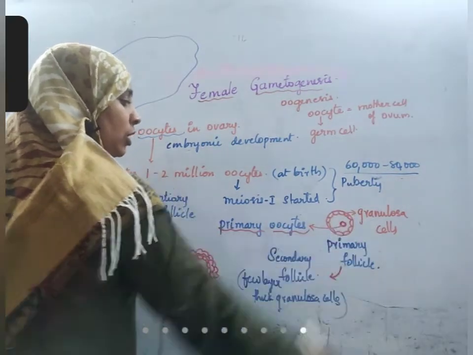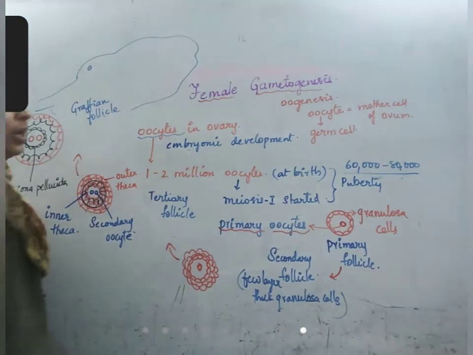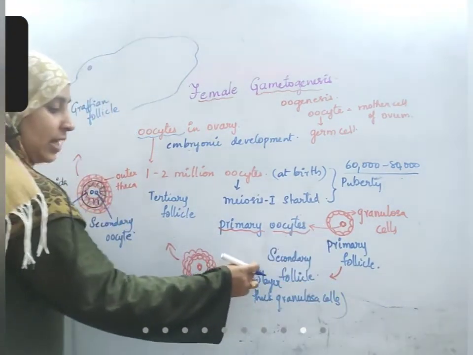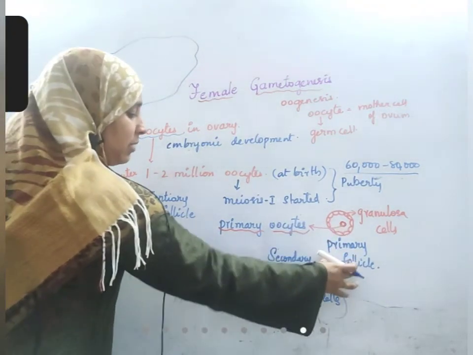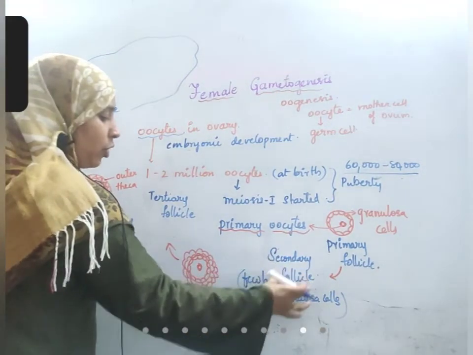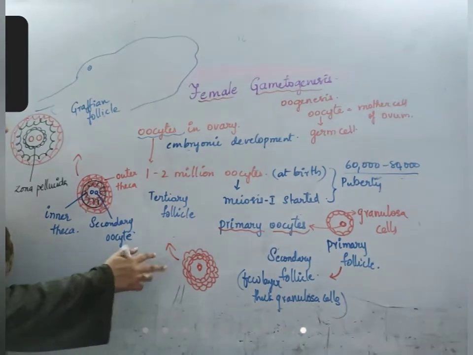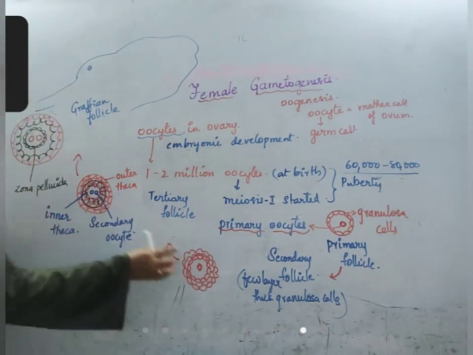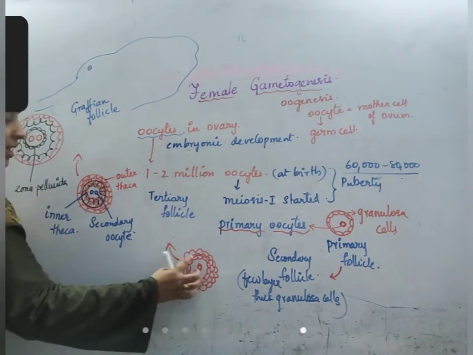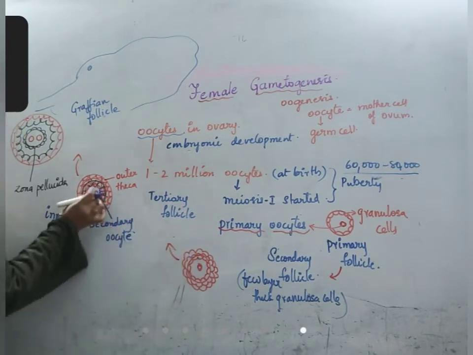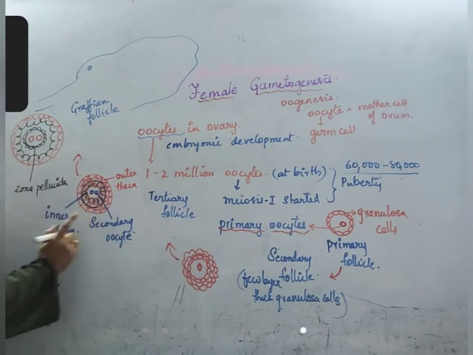Around this, granulosa cells are formed. This is called the primary follicle. It enters into the secondary follicle stage. When the number of granulosa cells increases, multiple layers are formed. After that, the change takes place inside the cell. The cell will divide to form two cells. That means meiosis 1 is completed.